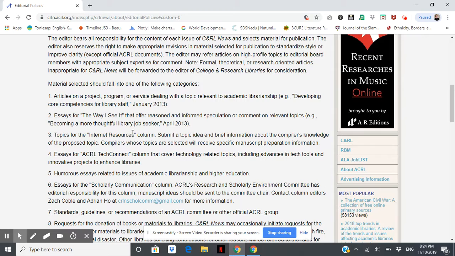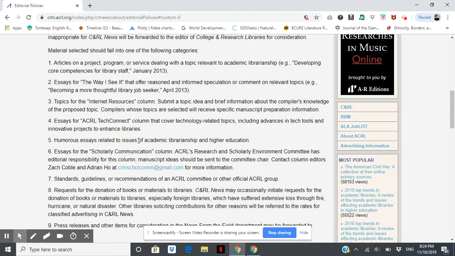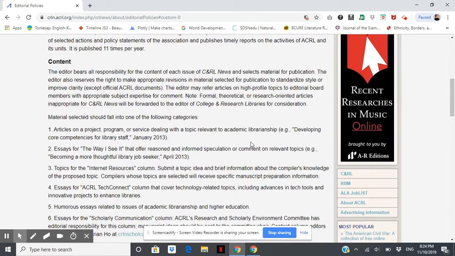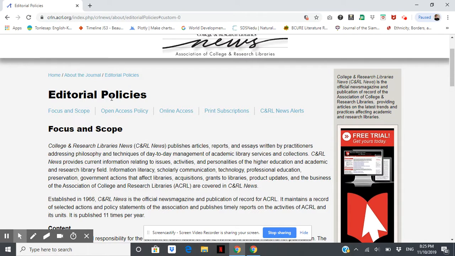The third one is Internet Resources. The main focus is on technology and libraries. The fourth one is ACRLog Techconnect, which focuses on technology. And the fifth one is a humorous essay related to the issues of academic librarianship in higher education. So all of this content, you can have it.